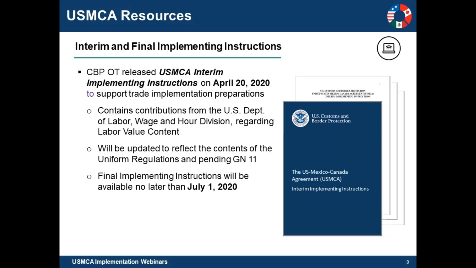Next, CBP's Office of Trade released USMCA Interim Implementing Instructions on April 20th of this year to support USMCA implementation preparations for trade stakeholders. This document contains a lot of helpful information on such topics as how to make a claim under USMCA, the rules of origin, record-keeping requirements, and so forth. And these interim instructions will be updated to reflect the contents of the uniform regulations, as well as the pending general note. And the final implementing instructions will be available no later than July 1st of 2020.